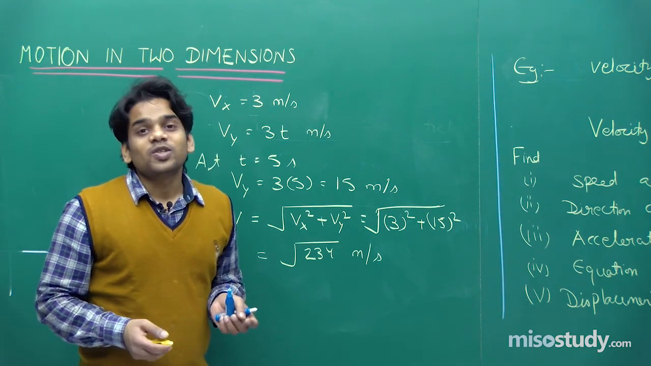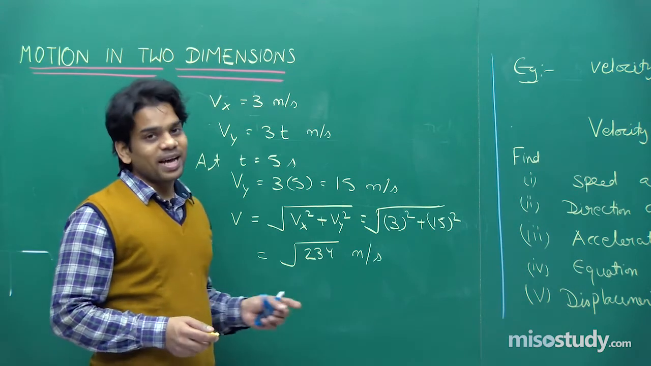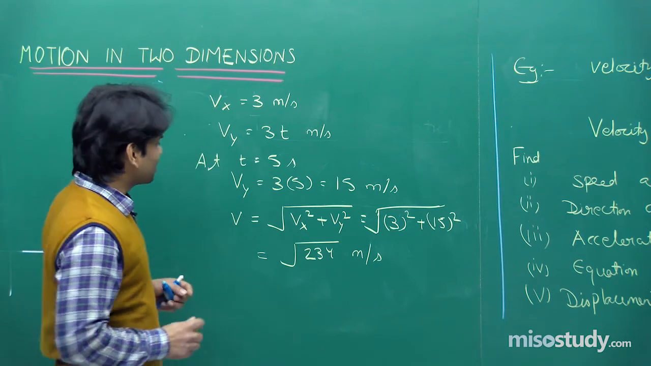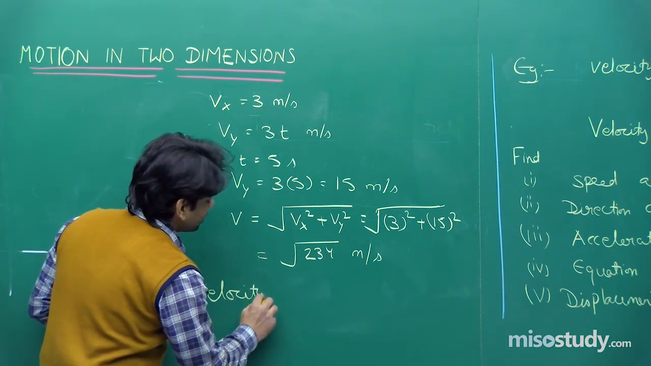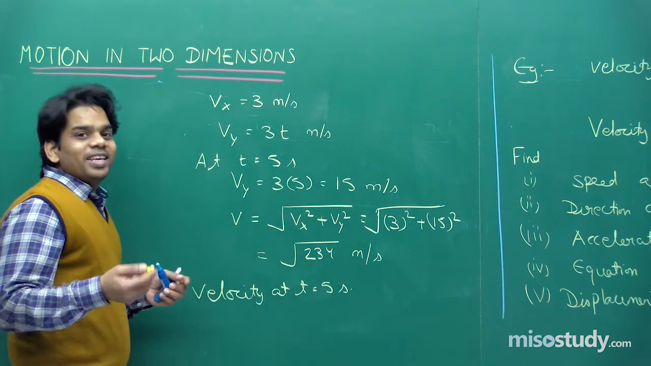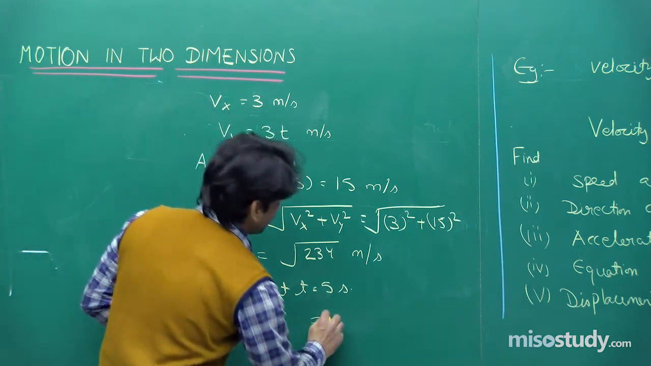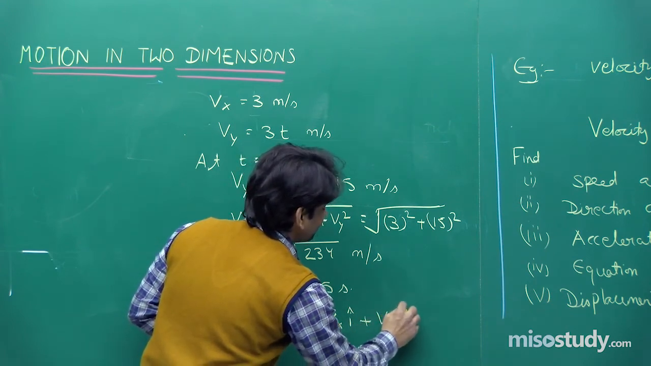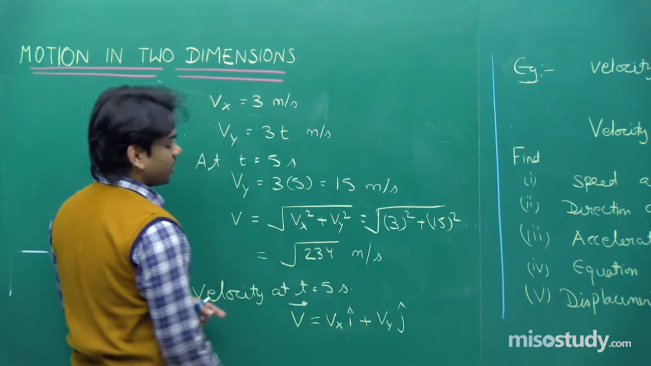Suppose the question even asked for the velocity at t equals 5 seconds. Then we have to specify the magnitude with direction. Here I will tell you one more simple term to represent the standard way of answering. If you want velocity at t equals 5 seconds, you can represent it with i cap and j cap notation. This will be simple: Vx i cap plus Vy j cap. This is the velocity of the particle with proper vector representation.